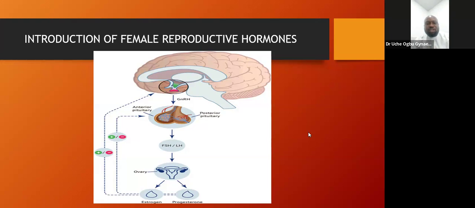Estrogen is the hormone responsible for the feminine features you see in a woman. Progesterone is a hormone that plays a key role in maintaining the lining of the inner part of the womb, and it also helps maintain pregnancy if you get pregnant.